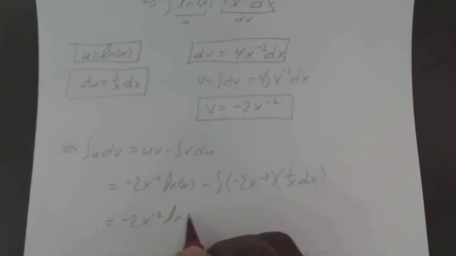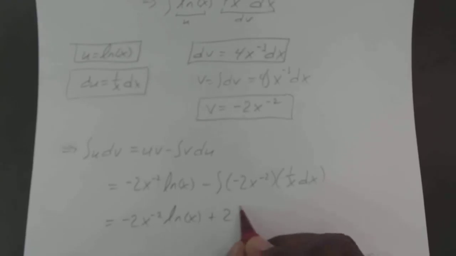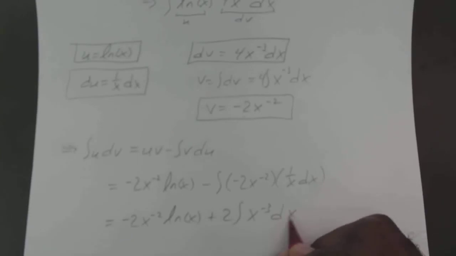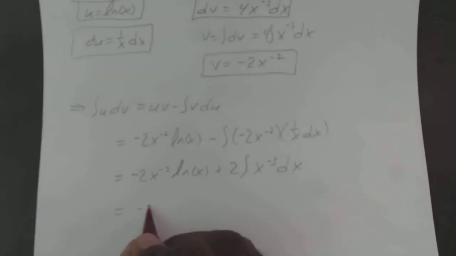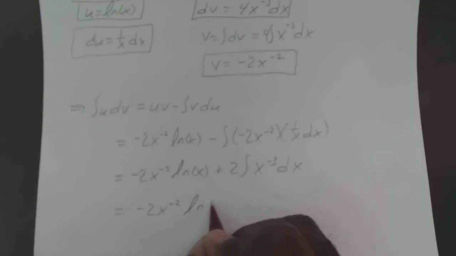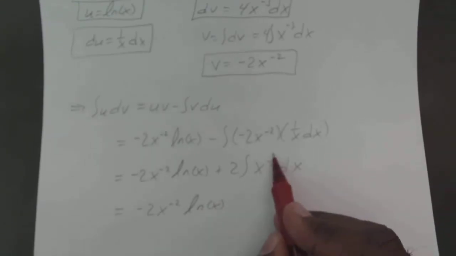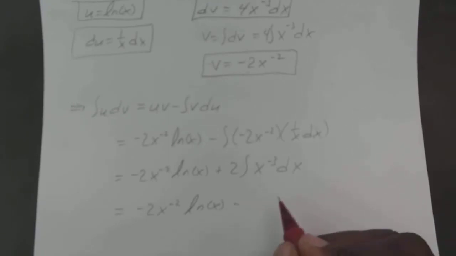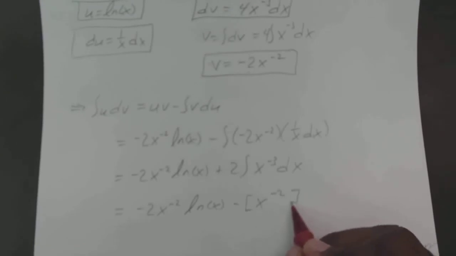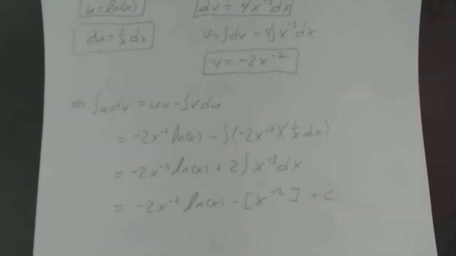Okay, so if we go ahead and combine those two, we end up with plus 2 times the integral of x to the negative 3 dx. So negative 2x to negative 2, natural log of x. So you have x to the negative 2 over negative 2. So you end up with negative 1 times x to the negative 2 plus c.